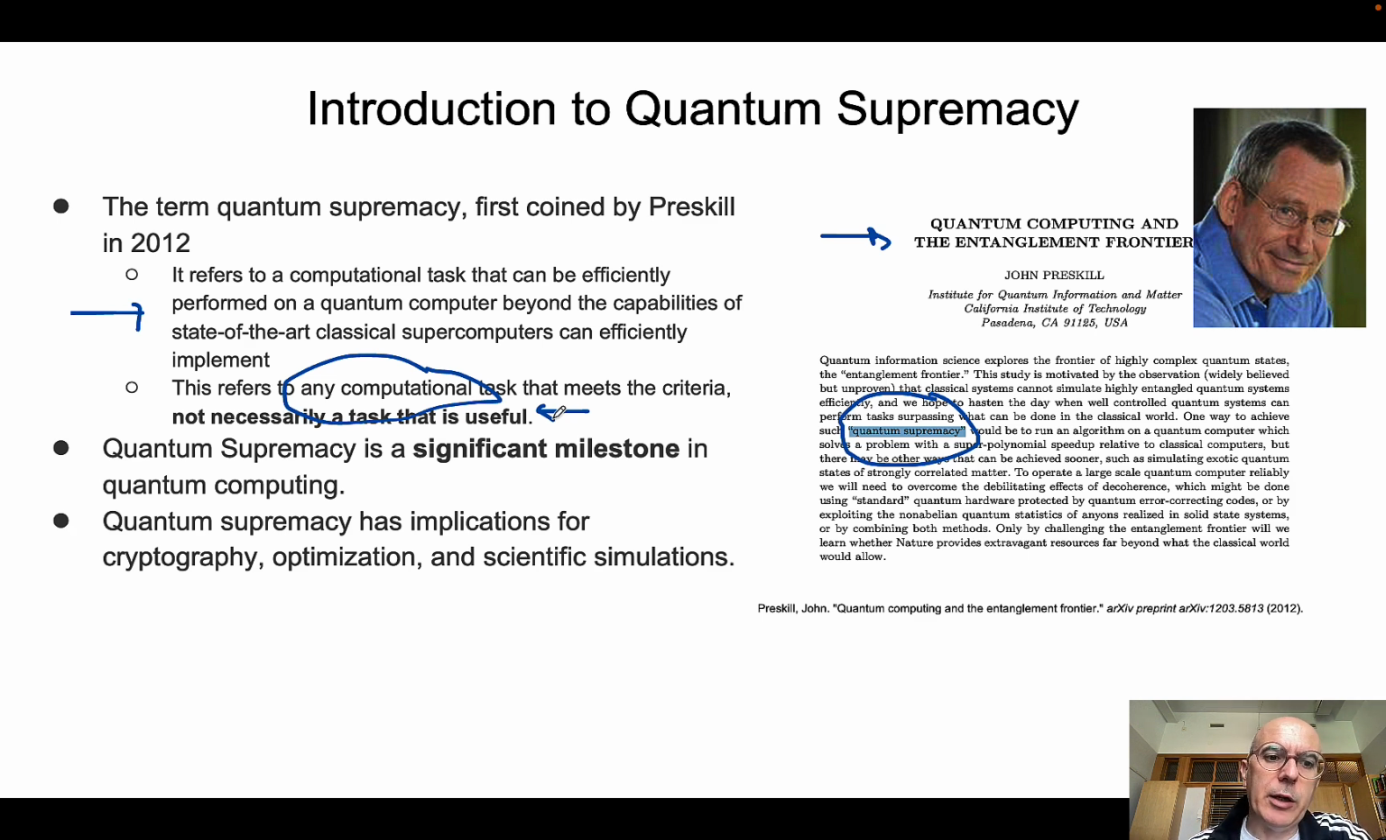In general, quantum supremacy is a significant milestone for researchers and scientists working on quantum computing. It gives us a reference point of where we are when comparing quantum computing to classical technology. Obviously, quantum supremacy has implications for cryptography, optimization, and scientific simulation. As I told you, it gives us reference points of where we are in terms of computing capability when using quantum computing.